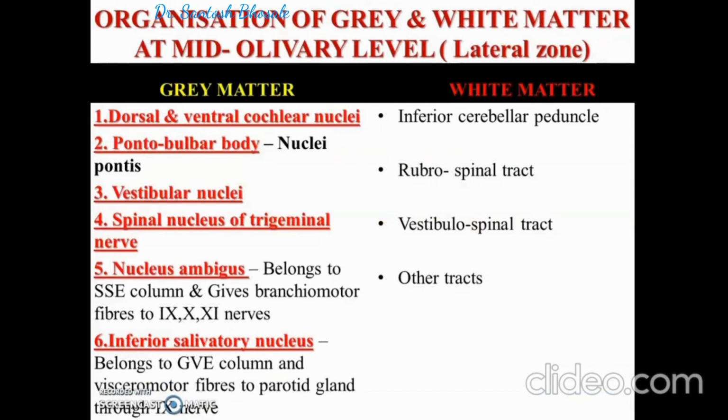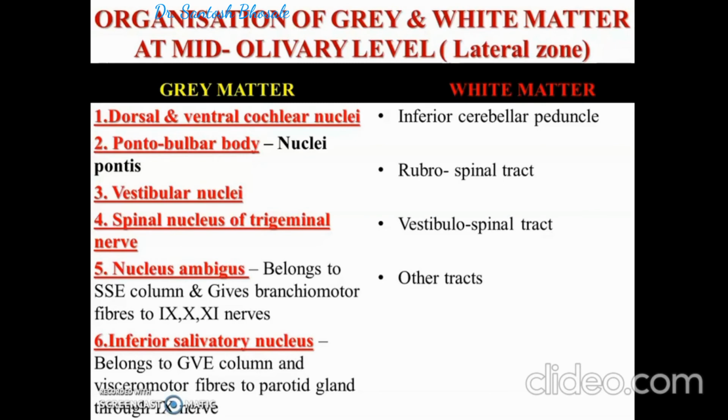Dorsal and ventral cochlear nucleus are concerned with the hearing. Pontobulbar body, it belongs to pontine nuclei. Vestibular nuclei are concerned with the equilibrium. Spinal nucleus of trigeminal nerve carries pain and temperature from the ipsilateral side of the face and forehead.